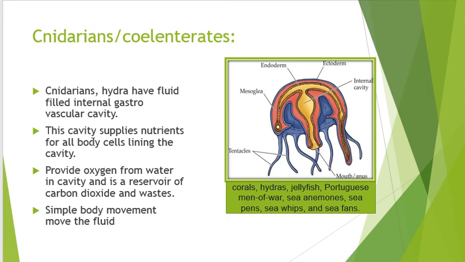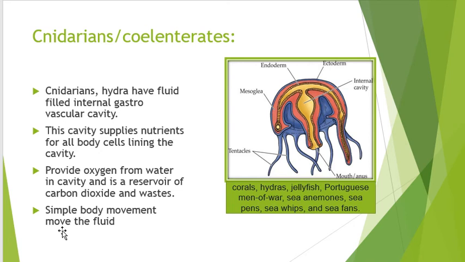Next to porifera are the cnidarians or coelenterates, and cnidarians like hydra have fluid-filled internal gastrovascular cavities. This cavity supplies nutrients for all body cells lining the cavity. It provides oxygen from water in the cavity and is a reservoir of carbon dioxide and waste. Reservoir means that this is responsible for excretion and exit of carbon dioxide and waste materials from the body.